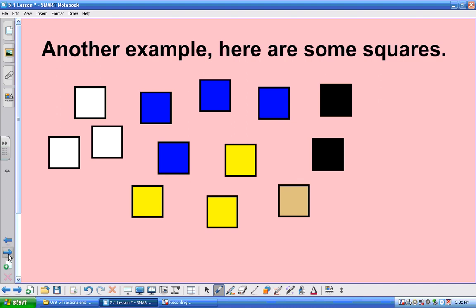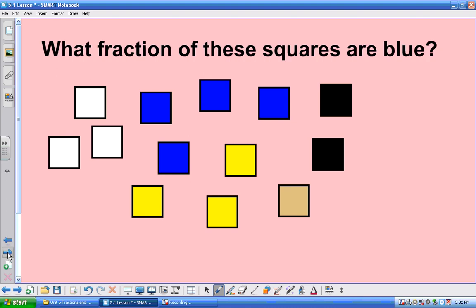We have some squares now. And I had so much fun drawing these squares and doing all the colors. It was really fun. That was yellow again. Is it yellow? Yeah, that's blue. All right, so here we go. We have squares. The first question you have to answer is, what fraction of these squares are blue, Ethan?